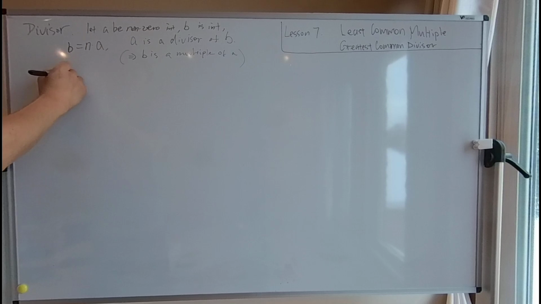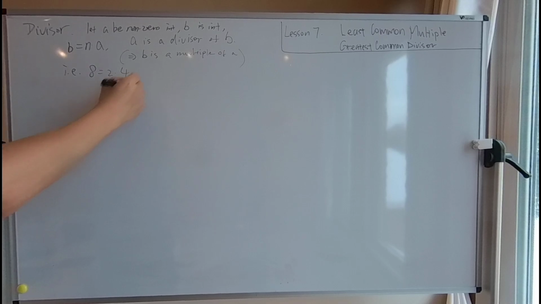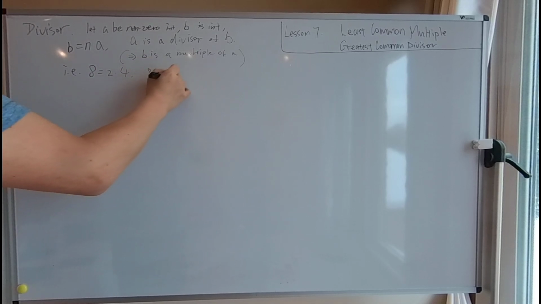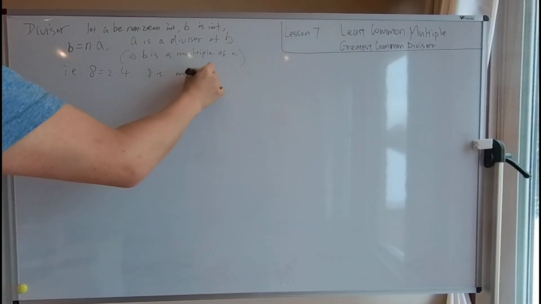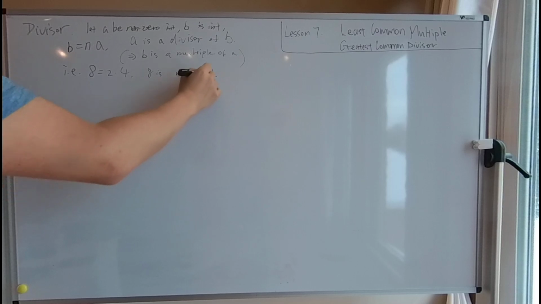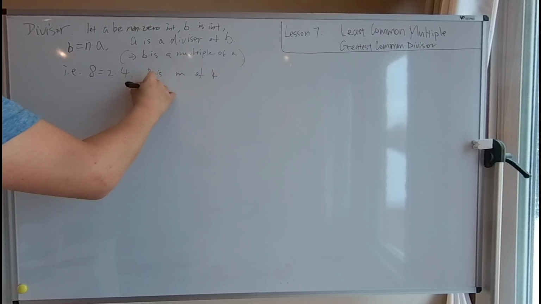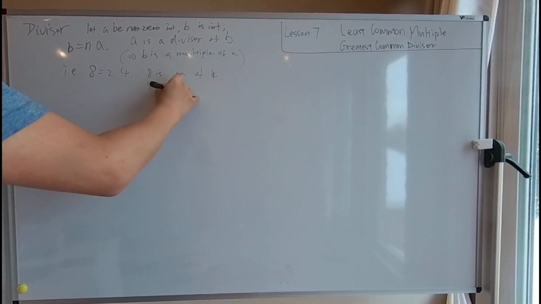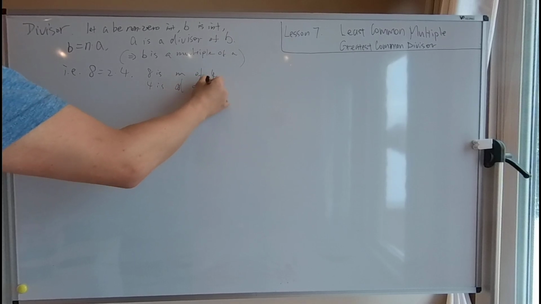Right, so for example, again, if I have 8 equal to 2 times 4, right? So 8 is a multiple of 4, which is equivalent to saying 4 is a divisor of 8.